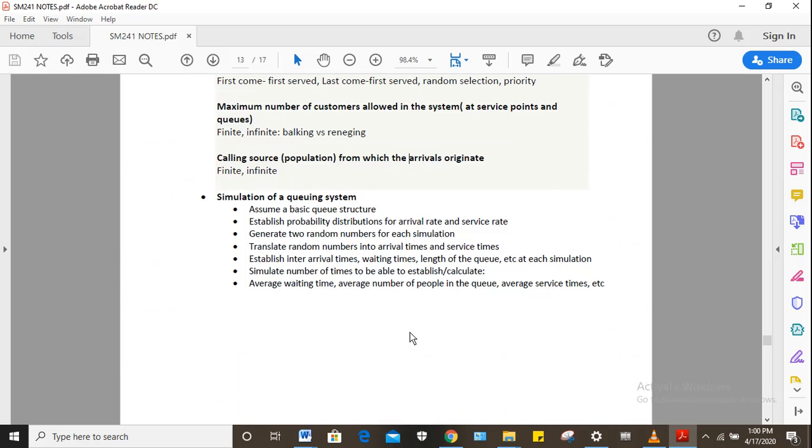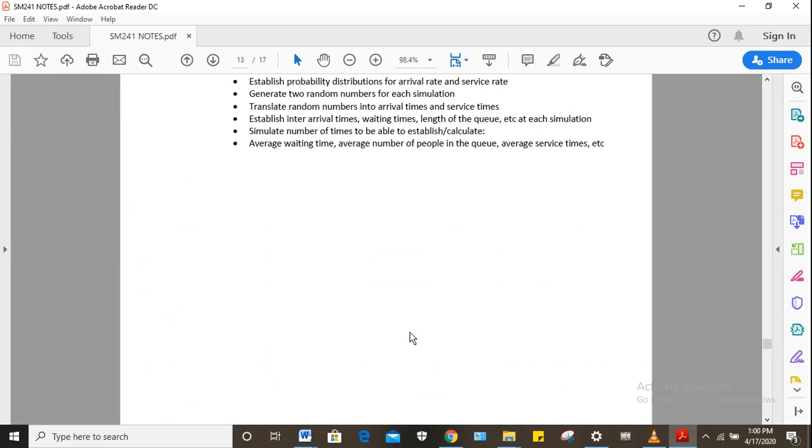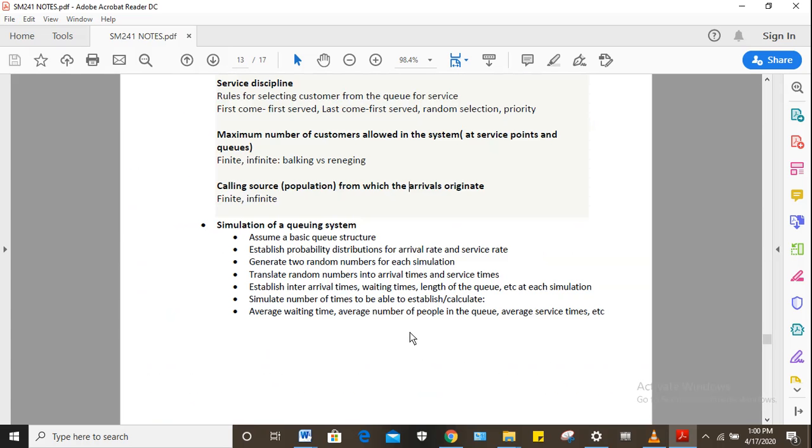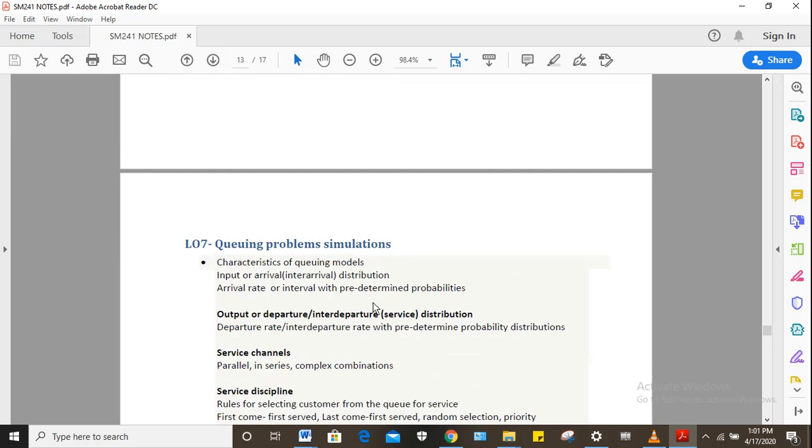We are going to do it at some stage if we get an opportunity, but I think what we have done so far is sufficient to give you a good understanding of what simulation is and to actually work with the numbers. So learning outcome 7, for now, let's leave it out. We're going to do it at a later stage.